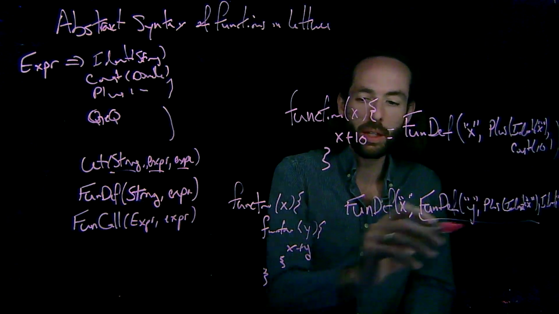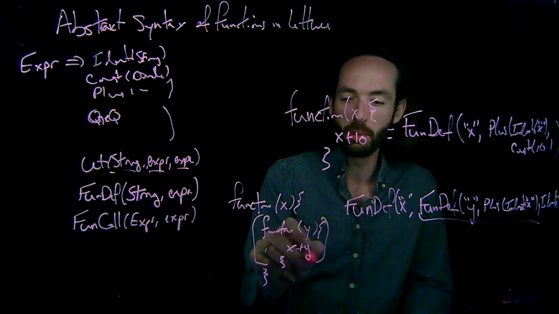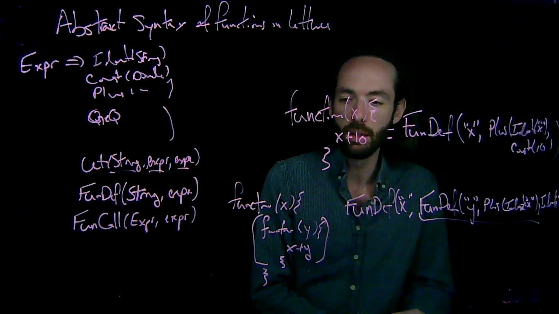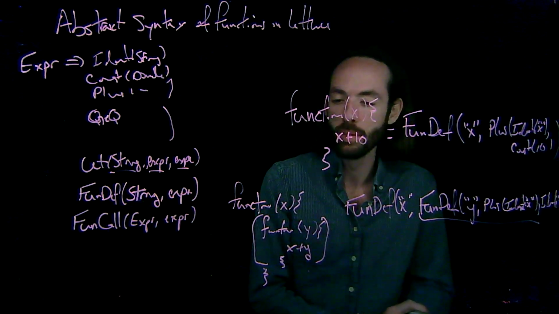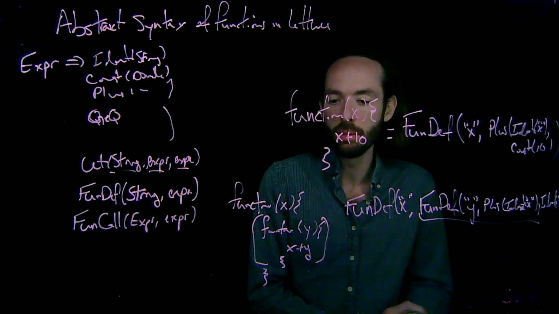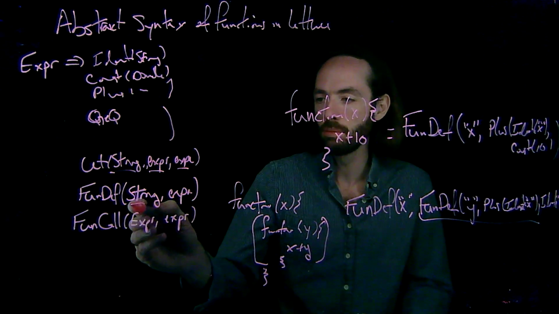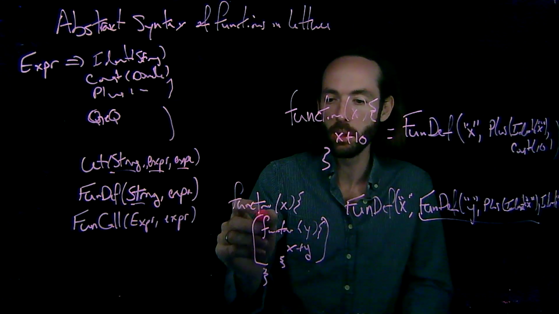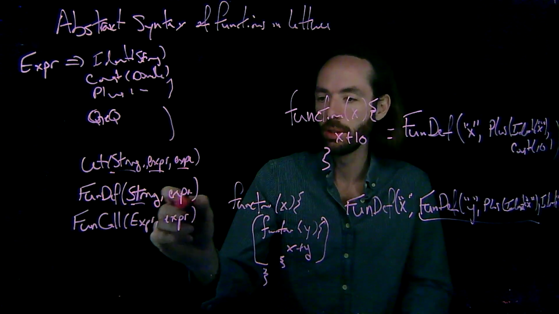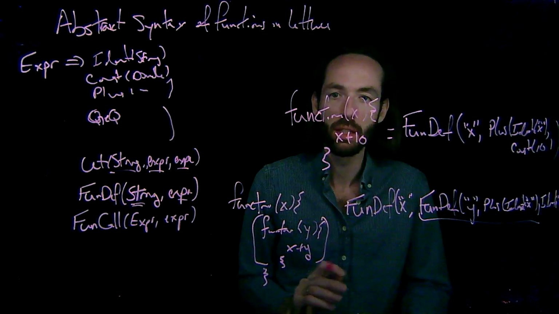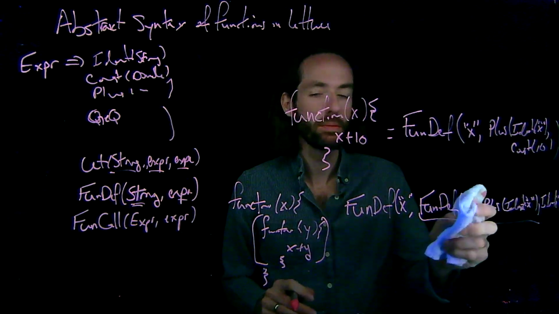So this fundef is exactly what we want to be translating these definitions of functions. And you can see that this should make a lot of sense. We really have just two things available, the body and the parameter. There's nothing else really much to do there.